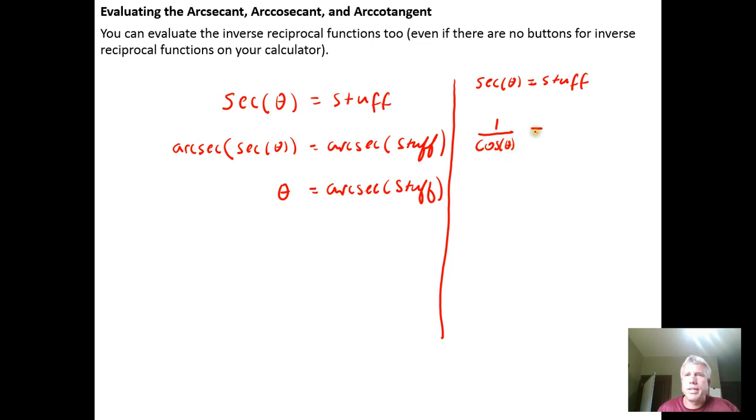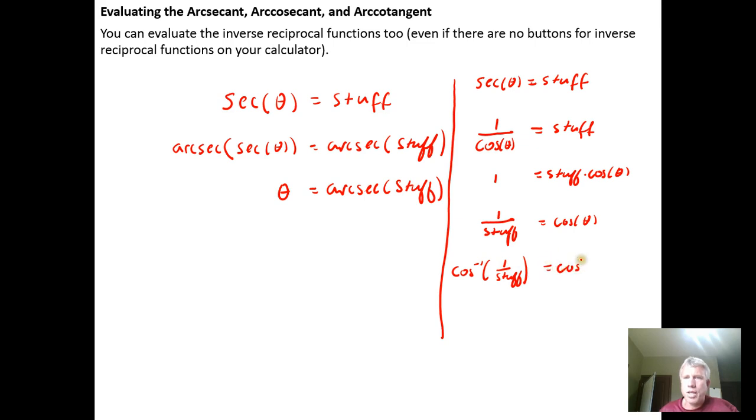This is our reciprocal identity, which means that you could multiply both sides by the cosine. I'm going to do a little more algebra than what I think is necessary just to make sure I don't lose anyone. And then we could divide both sides by the stuff. So we get 1 over stuff equaling the cosine. And hey, I can take the cosine inverse of both sides. So here I could do the cosine inverse of 1 over the stuff. And this would be equal to the cosine inverse of the cosine of theta.